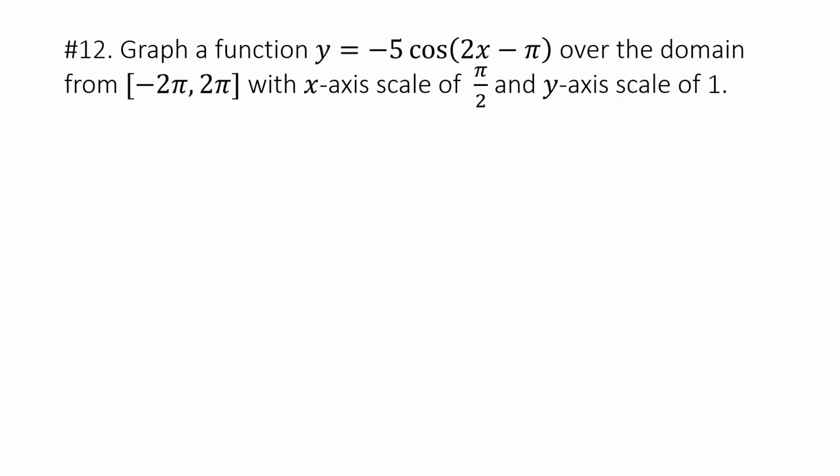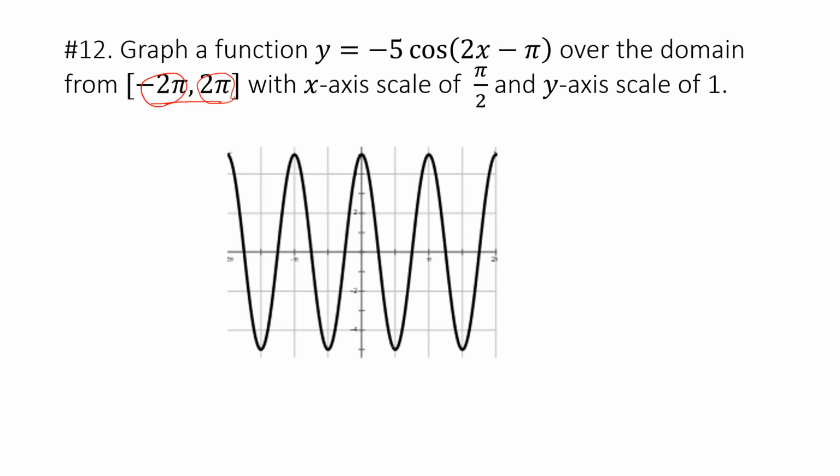Okay. Graph y equals -5 cosine (2x minus pi) over the domain. So this is the x value. For the window, x minimum is -2 pi, x maximum is 2 pi, x scale is pi over 2, and y scale is 1. You have to plug this into your calculator. Then I got a graph that looks like this. You have to find which one is correct. So you can find it is A. This is number 20.